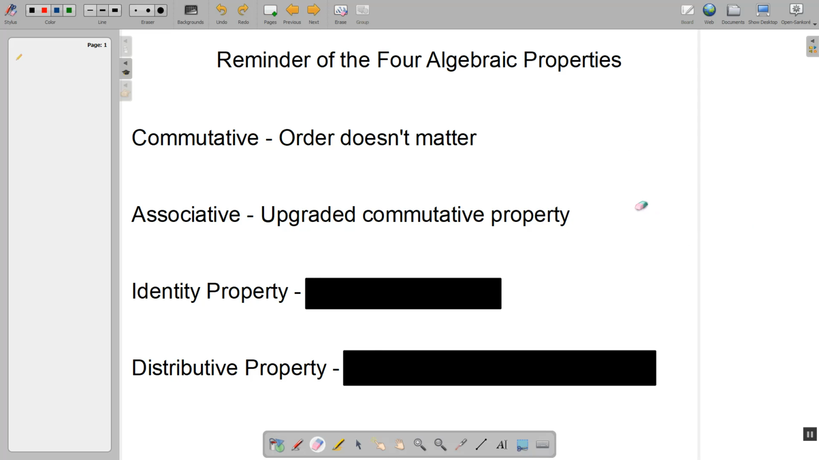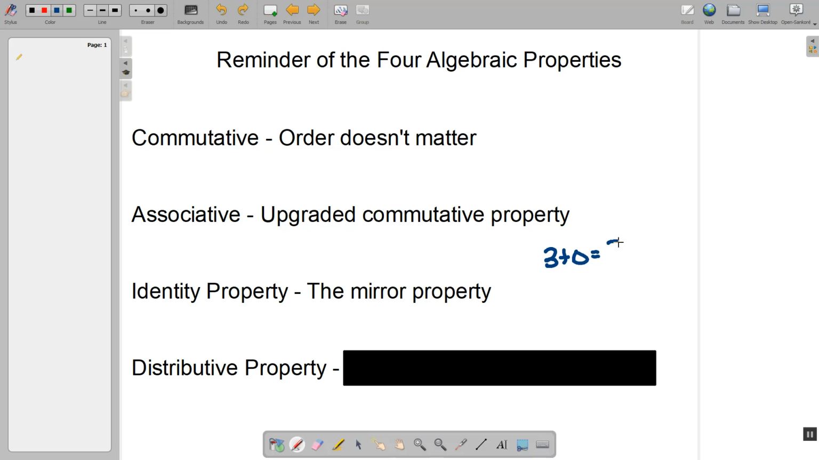The identity property, I call that the mirror property, which means the number is looking in a mirror and both sides of the equation are true. So for adding or subtracting, 0 is what makes the mirror. Also, if you did 4 times 1 equals 1 times 4, still true, like looking in the mirror. Another example here with subtraction, if I did 4 minus 0 equals 4 minus 0, still looking into the mirror. You can also write it like that. So that is the identity property, or I call it the mirror property.